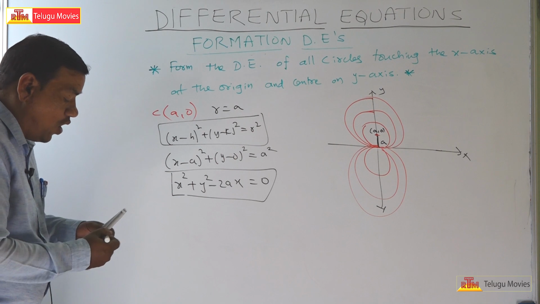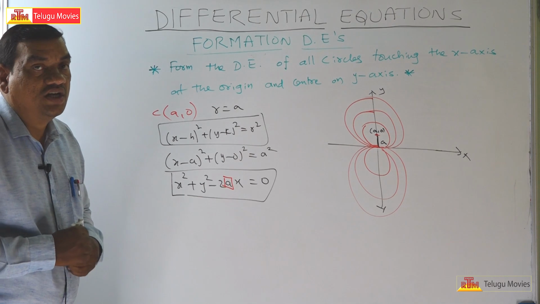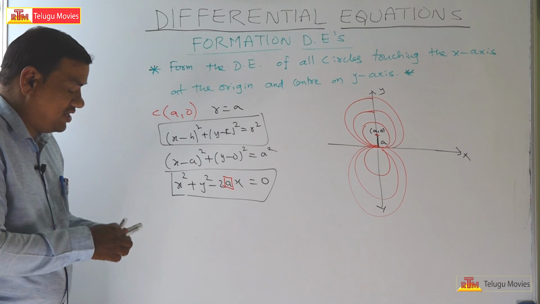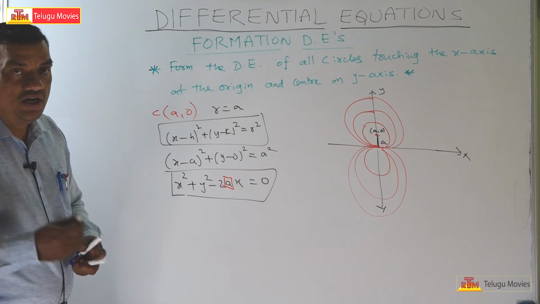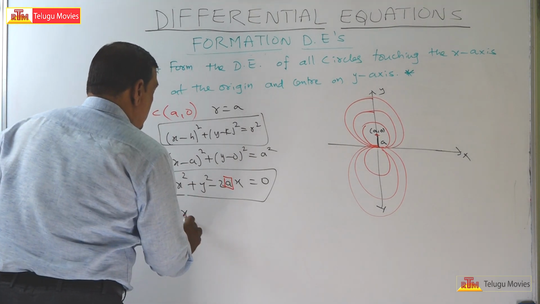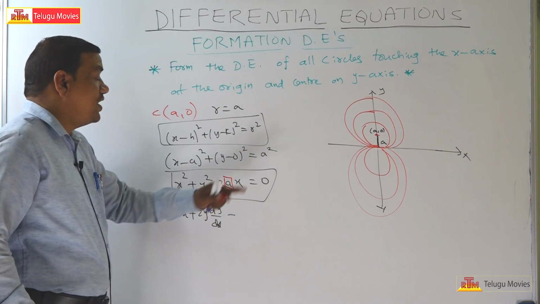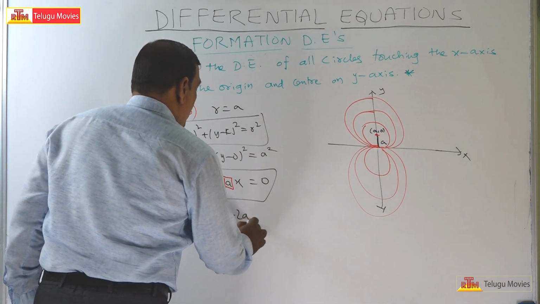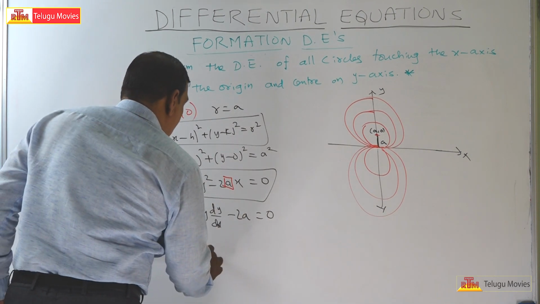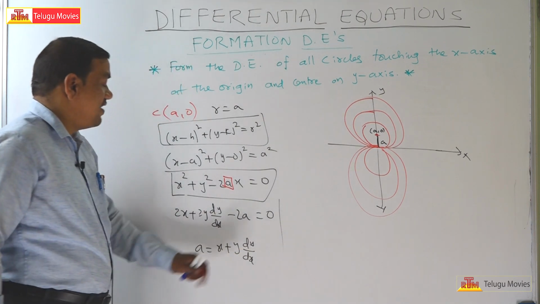Okay, now here, how many effective constants are there? There is one and only one effective constant. So how to remove that a value? The one and only one method is differentiating this equation with respect to x one time. So this is equal to 2x plus 2y into dy by dx minus 2a is equal to 0. The 2 you can cancel. Therefore, your a value is equal to x plus y into dy by dx. Understand?